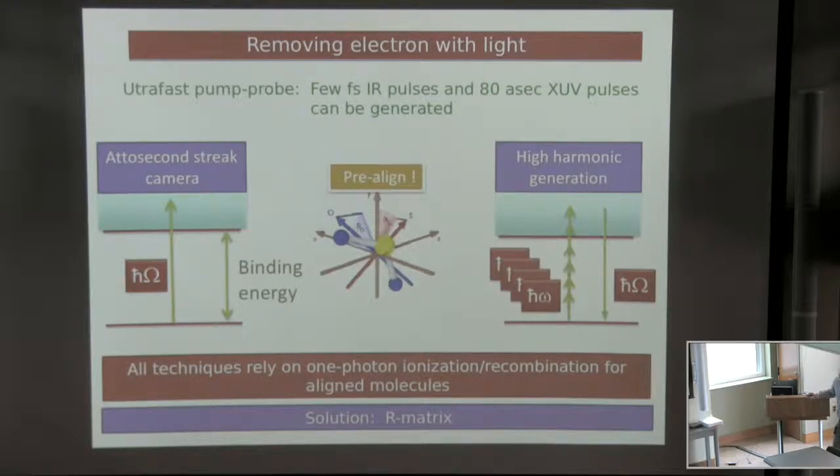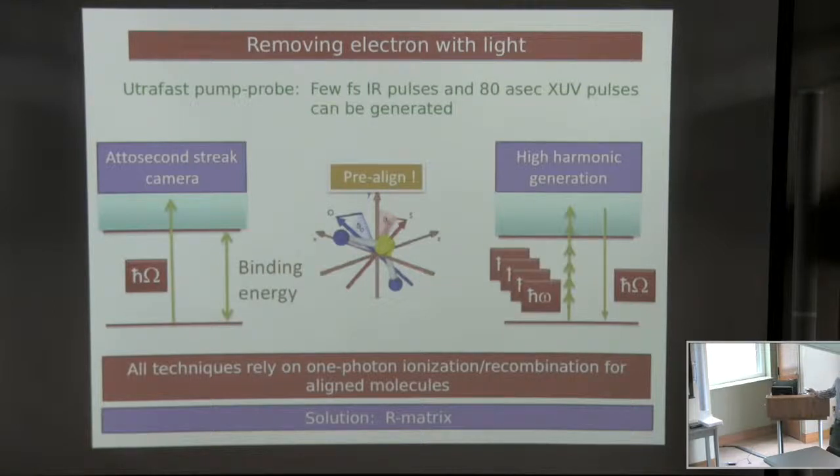And here you have one photon ionization of a molecule to the continuum, and this is done in the presence of a moderately strong IR field. The subcycle gradient of the field streaks the electron momentum, and from that you can map to a time resolution. In high harmonic generation, you have some sort of multi-photon tunnel ionization, and then the electron is returned and recombines and emits an XUV pulse.